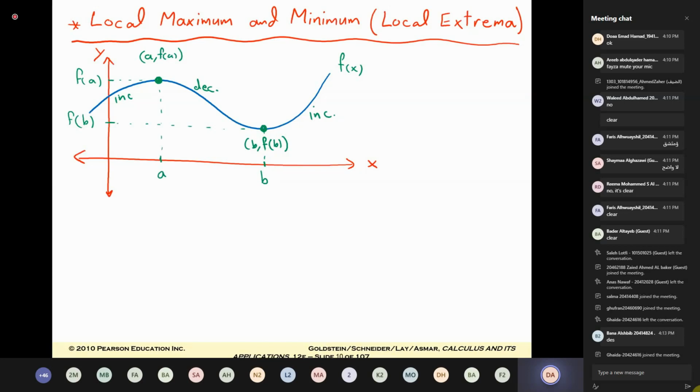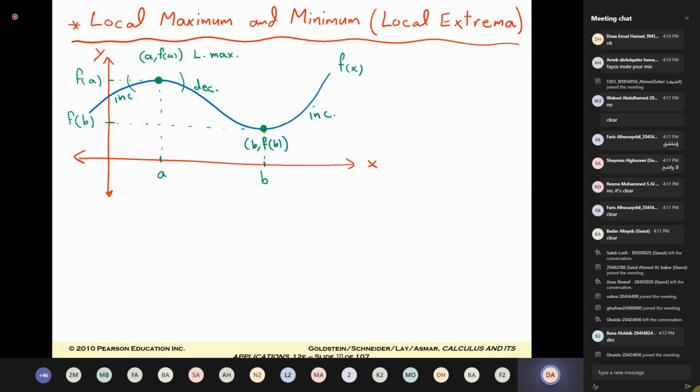Local means around this point A and f(A). Is there a point higher than A and f(A)? No. So A and f(A) is called a local maximum. Why? This is the top point. Okay, this is the maximum point.